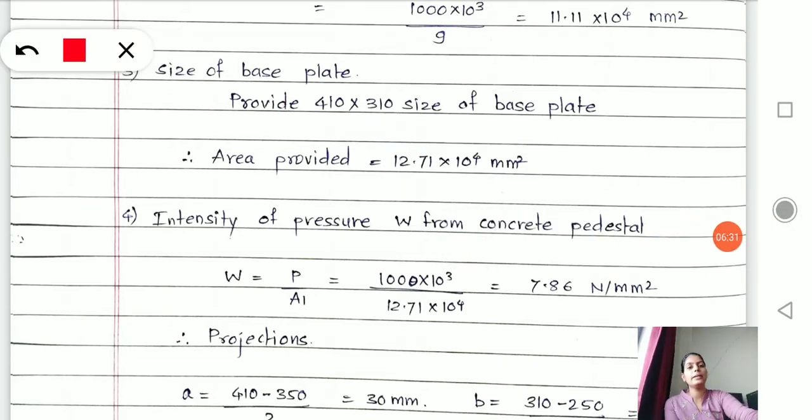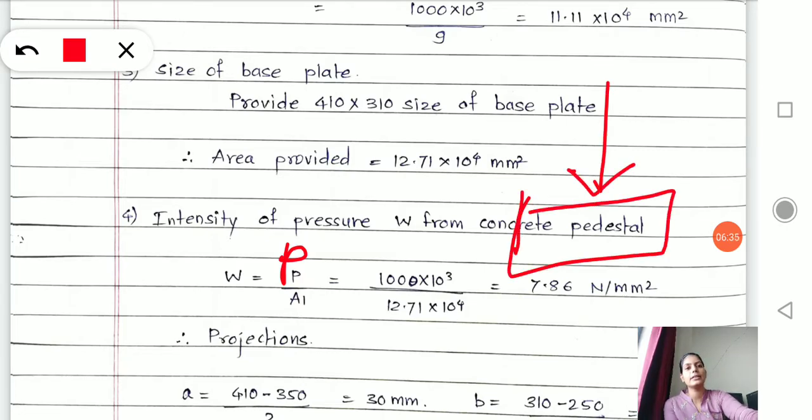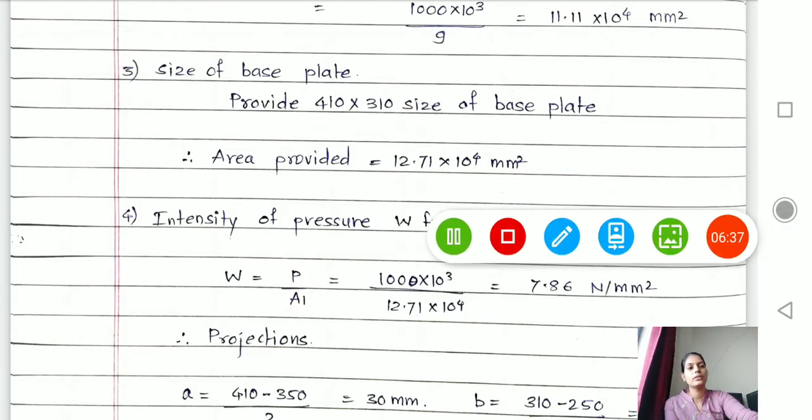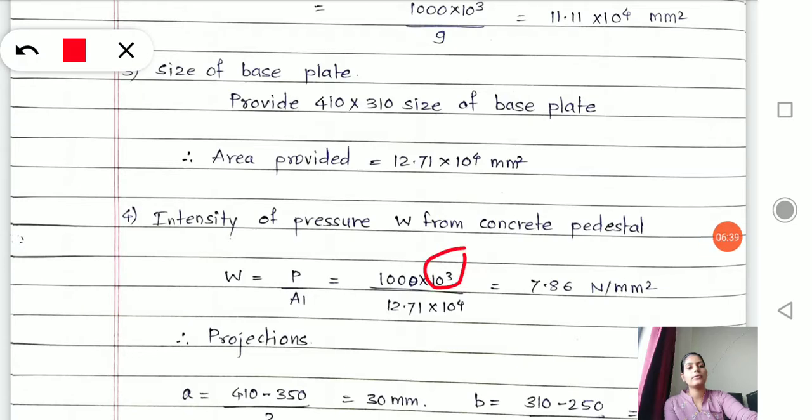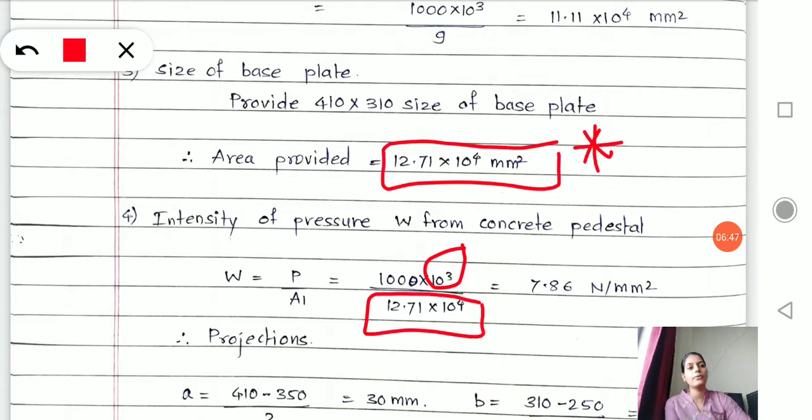Yes, P will be the force coming from the column to the base plate, which is 1000 into 10 to the power 3, because we converted it into Newton, divided by the area. Area 1 is provided, you should make a note of it. The area 1 we provided is equal to 7.86 Newton per mm square.